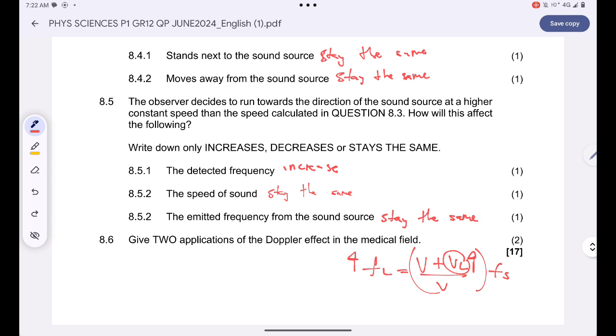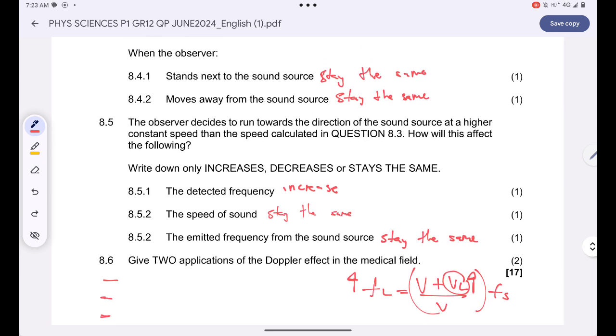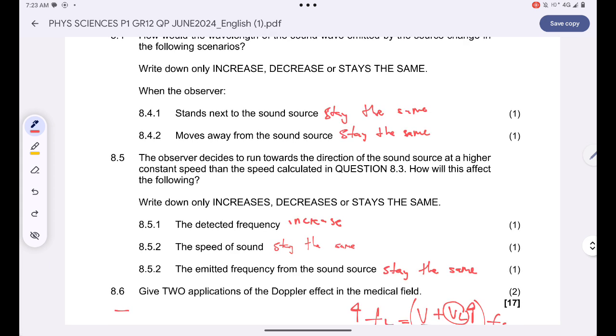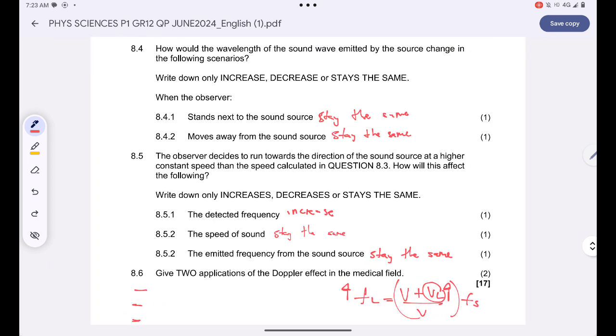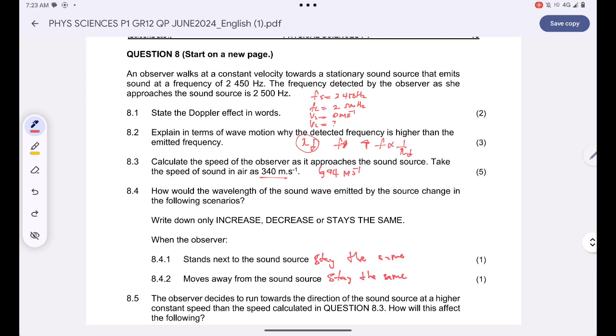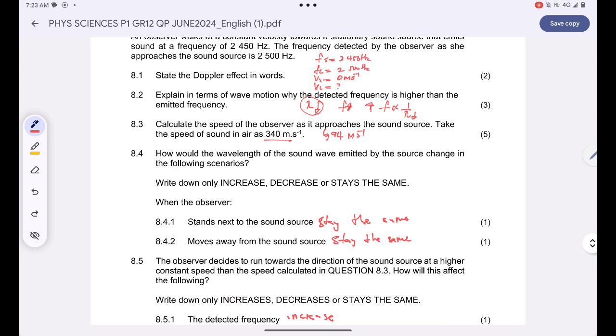Okay, give two applications of Doppler effect in the medical field. They're using it for a sonogram. They also use it to check the pulse if ever a person is still alive, and to check heartbeat as well. Are you together? So those are the three I've given you. I know that there are more, but they wanted two, and I've given you three. So that's how you were supposed to tackle this question over there.